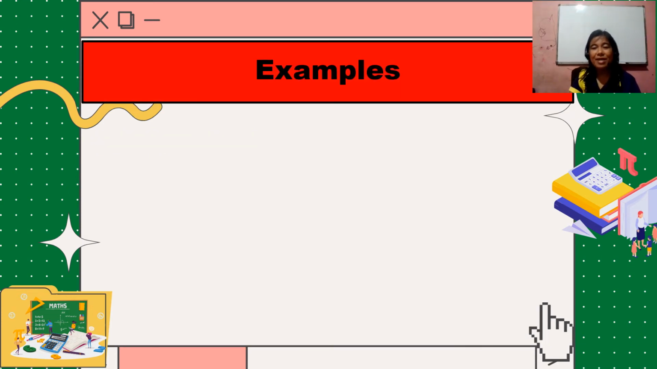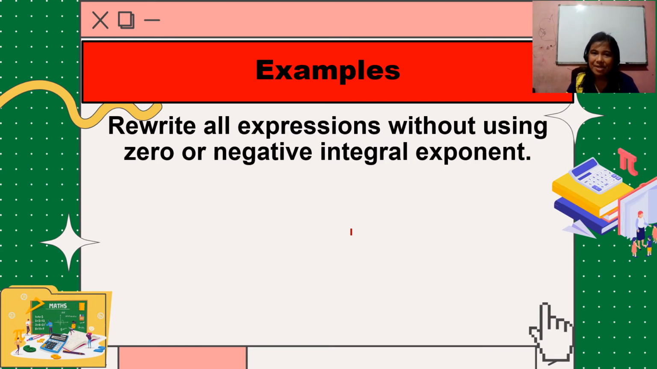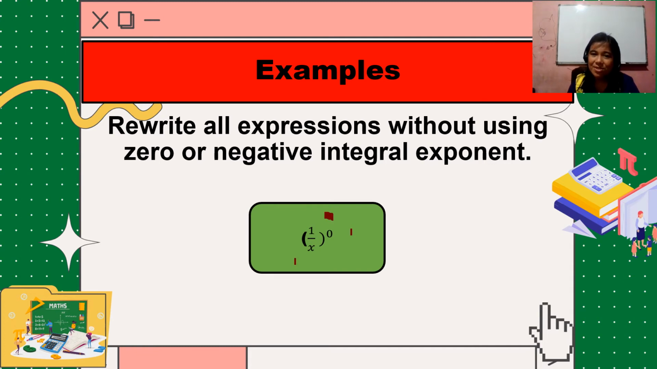Okay, example na tayo. Gamitin natin yung Laws of Exponent na na-learn natin from grade 7 na na-review natin kanina, tapos yung mga definition na ginamit natin for 0 and negative exponents. Rewrite all expressions without using 0 or negative integral exponent. Okay. Ano ba yung sagot? 1 over x raised to 0. Di ba sabi natin, any number na i-raise siya sa 0, wala kang ibang sagot, kundi 1.